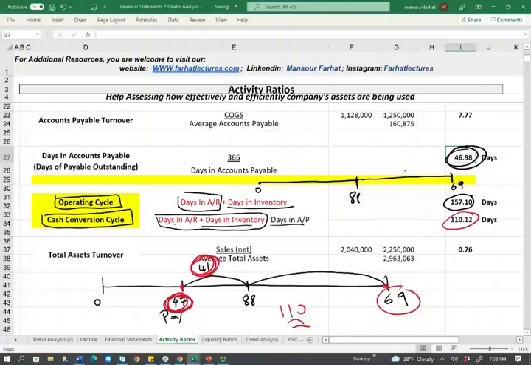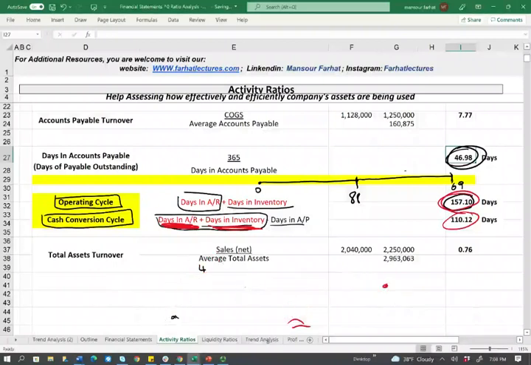So to compute it, you will take how many days it's taken you to collect, plus how many days it's taken you to sell, minus days in accounts payable. Why? Because with days in accounts payable, they're waiting to be paid. Therefore, you're going to deduct this 47 days from the whole time, from the 157, from your operating cycle. I hope this makes sense.